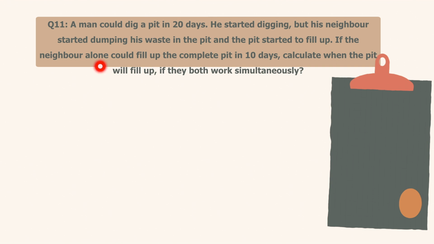Because this person is much more efficient. He can complete the work in 10 days. That means eventually the pit will get filled up only. It never gets dug if they are working together. In this question it is given they are working together, and we need to find when the pit will fill up. Even in the question it is given that it will fill up only, and we have to find the time taken to fill up the pit.